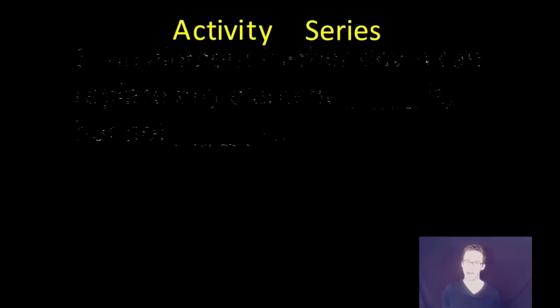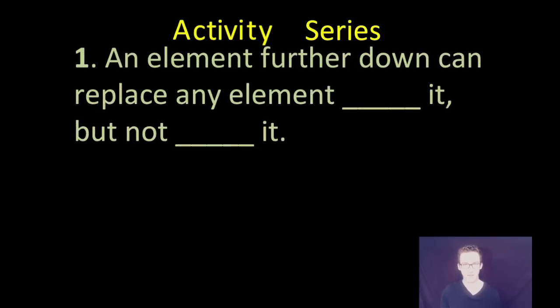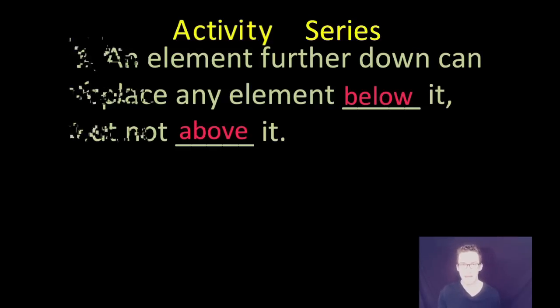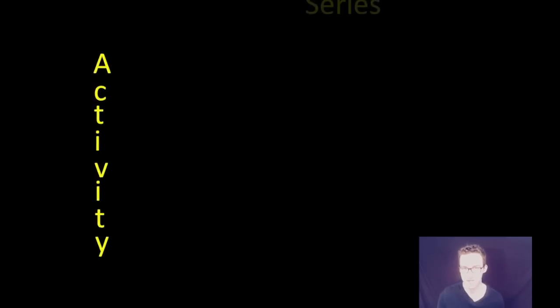You can use any of the other elements in that list to predict what's going to happen in a given reaction. Any element further down the list can replace any element that is beneath it, but it cannot replace any element that's above it. So again, these activity series are organized in such a fashion so that the most active element is at the top, and then the activity decreases as you move down the list.